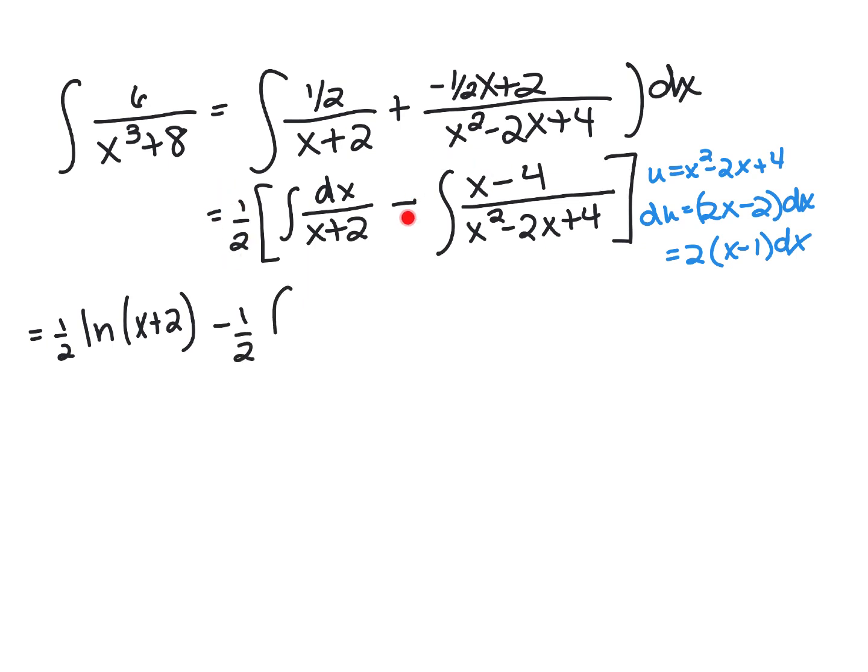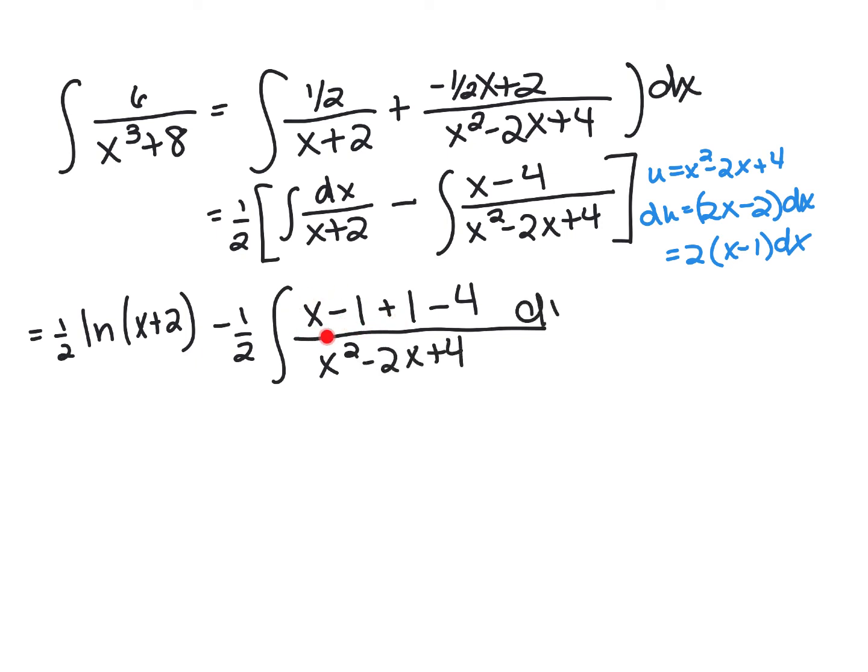Distributing this 1/2 to this integral. On the top, I'm going to have x minus 1 plus 1, and then the minus 4. Notice that I did not change the value. I subtracted and added the same thing. But now I can group these together and then just have minus 3 over the denominator. So I'm going to split this into two fractions, two separate integrals. So copy, copy, copy. I'm going to keep the 1/2.